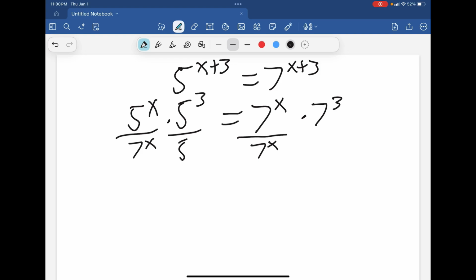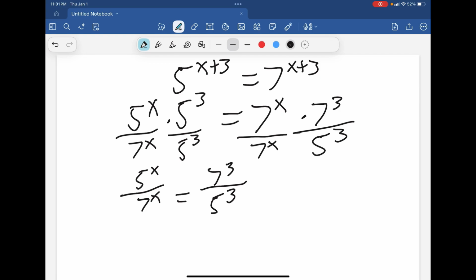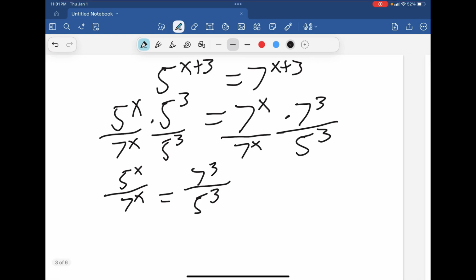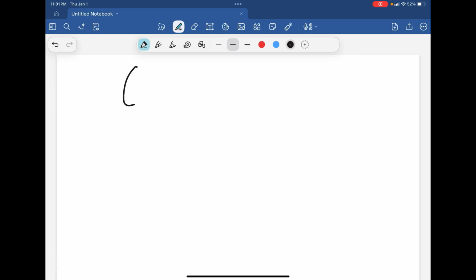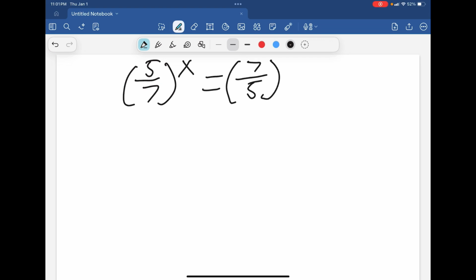And then we are also going to divide by 5 to the power of 3 on each side, so that we end up getting 5 to the power of x over 7 to the power of x equals 7 to the power of 3 over 5 to the power of 3. Now keep in mind, when dividing, if both the numerator and the denominator have the exact same exponent, then the whole thing is to that power. So anyways, we can actually rewrite this as (5/7) to the power of x equals (7/5) to the power of 3.